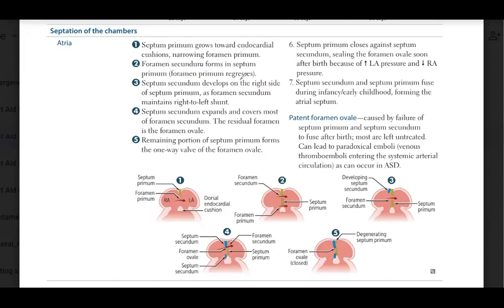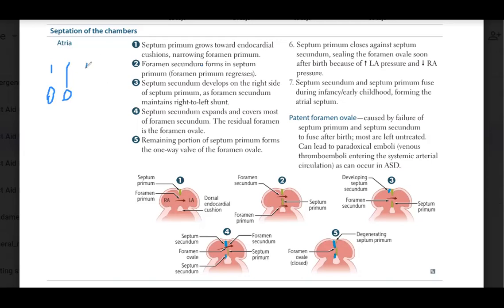So now let's read this, because you have already understood by a pictorial presentation. Septum primum grows toward endocardial cushions, narrowing foramen primum. Okay. Septum primum grows towards the endocardial cushion, narrowing foramen primum. Okay, little foramen primum. Earlier, the foramen primum was this big, and then it moves down. Okay, narrowing the foramen primum. Foramen secundum forms in septum primum. Foramen primum regresses.